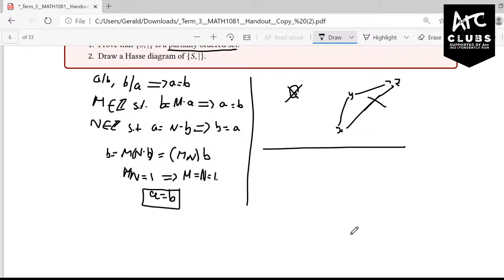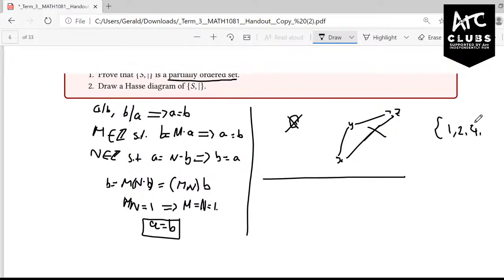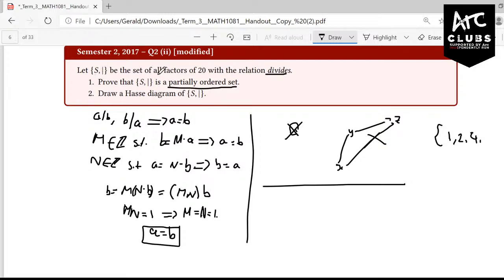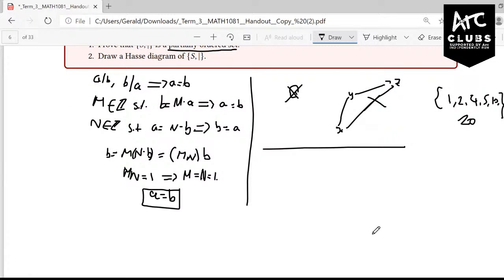With that in mind, let's think about all of the factors of 20, because here S is the set of all factors of 20. So that's 1, 2, 4, 5, 10, and 20. And so from here we begin our hash diagram.